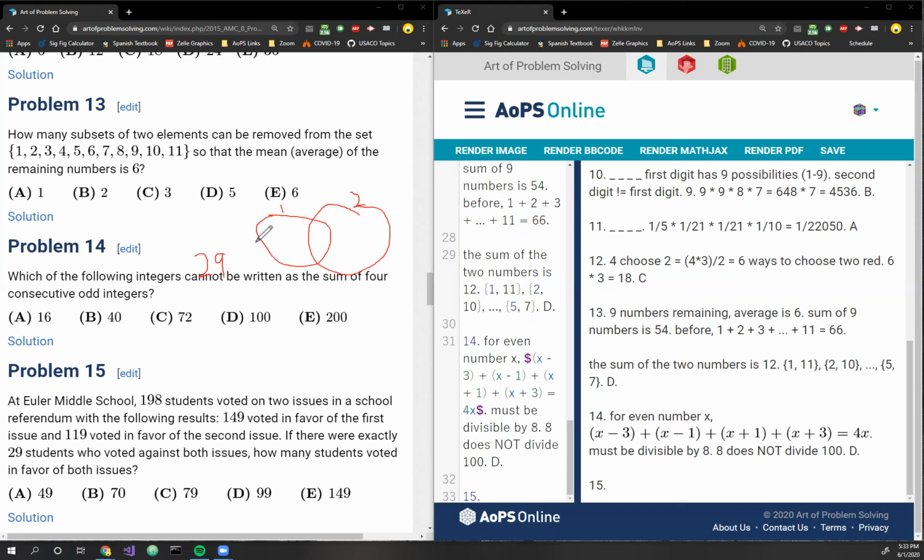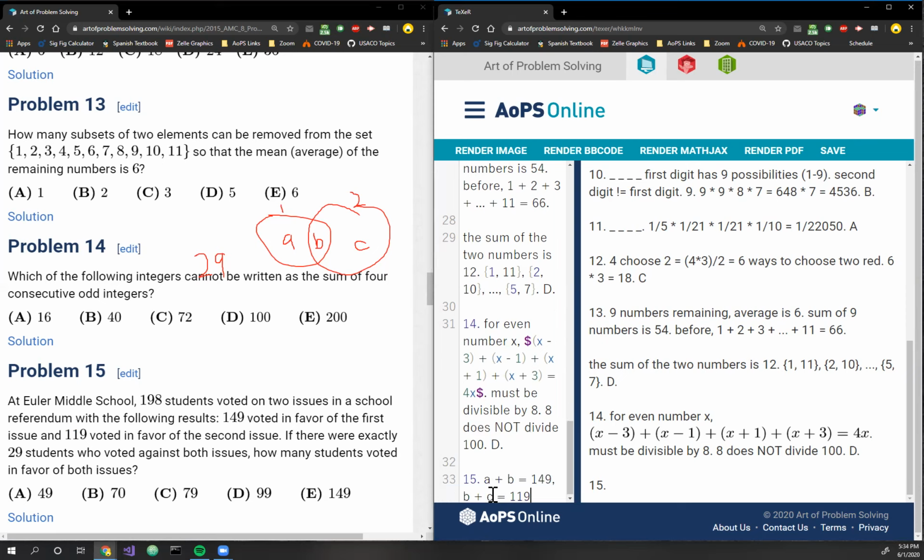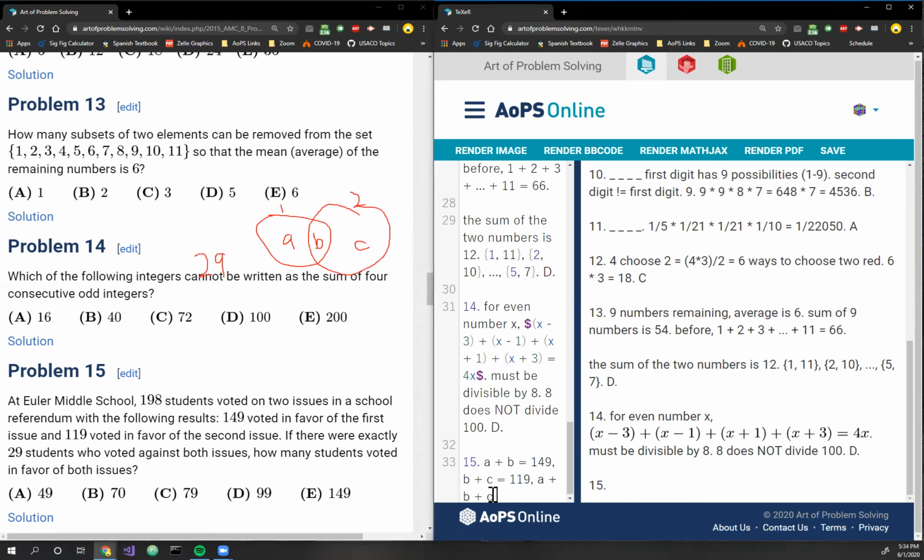To do that, we notice this is a pretty common idea called PIE, the principle of inclusion and exclusion. Let's label the regions A, B, C. Now we can write that A plus B equals 149, B plus C equals 119, and A plus B plus C plus 29 equals 198.